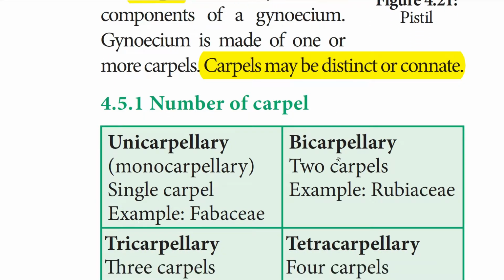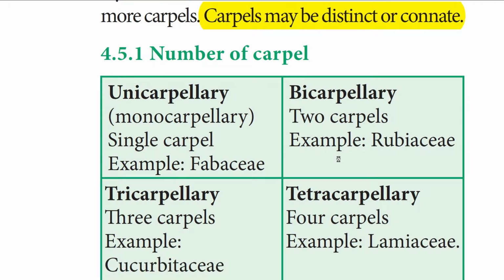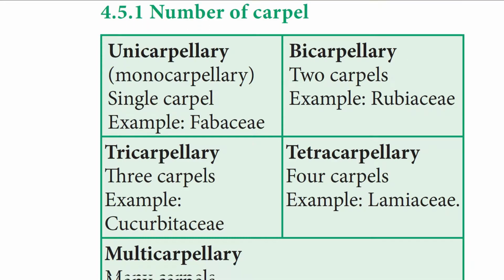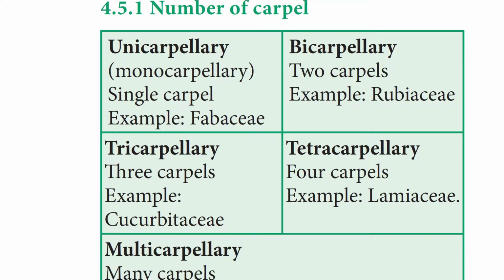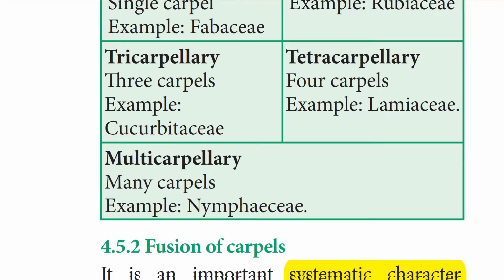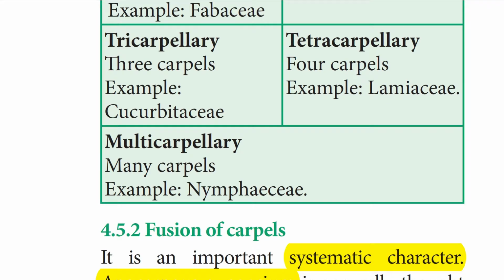According to the number of carpels, they are classified into unicarpellary ovary or monocarpellary ovary. Example, Fabaceae family. Bicarpellary ovary, which is having two carpels. Example, Rubiaceae. Tricarpellary ovary, which is having three carpels. Example, Cucurbitaceae. Tetracarpellary ovary, which is having four carpels. Example, Lamiaceae. And multicarpellary, more than four carpels, which is present in Nymphaeaceae.